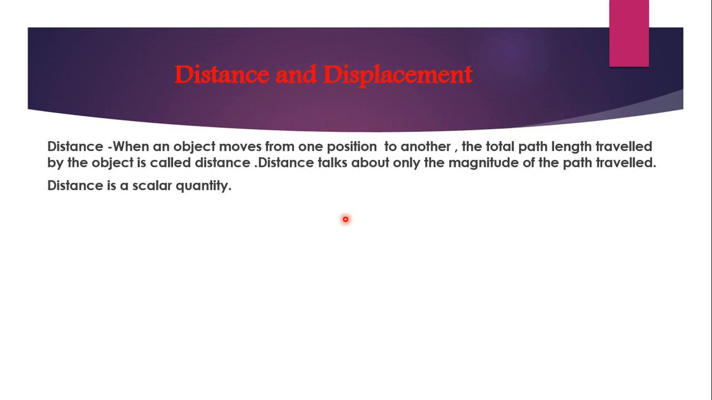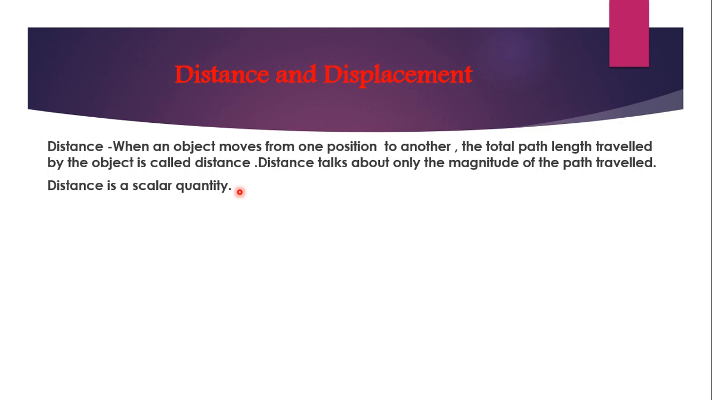So what does it mean? This means that when an object moves on a path, whatever amount of distance that object has covered, the total length is called distance. When we discuss distance, we only consider the magnitude of the path traveled, and we don't talk about the direction, and that is why distance is called a scalar quantity.